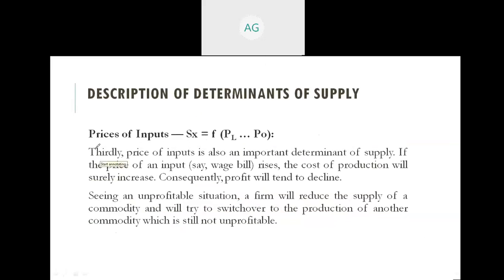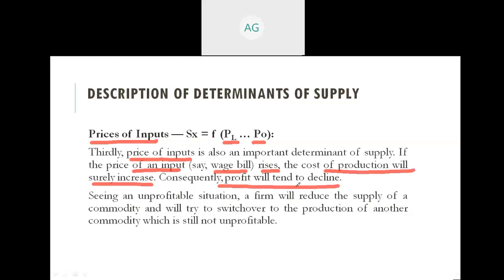The third determinant is prices of inputs, denoted from PL to PO. Thirdly, prices of input is also an important determinant of supply. If the price of an input, say wage bills, rises, the cost of production will surely rise. So as the input prices rise, the cost of production also rises. Consequently, the profit will tend to decline because the cost of production has increased, as profit is inversely related to it.